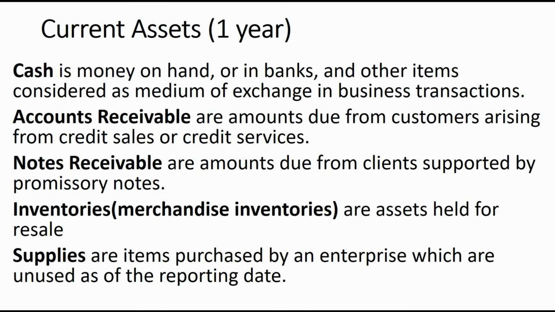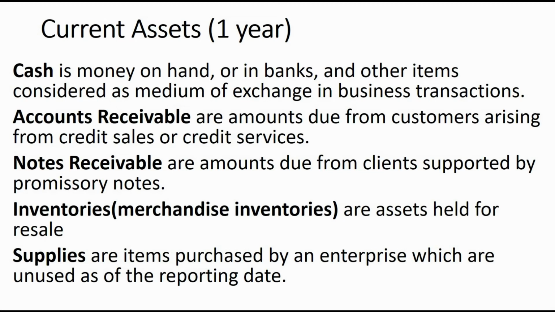So, we have here the examples of current assets. We have cash. So cash is the medium of exchange in the business transactions. We have accounts receivable and notes receivable. So these are the amounts that is owed or due from customers or clients. So the difference is accounts receivable if there's only a verbal agreement, while notes receivable is something to receive from customers supported with a promissory note.